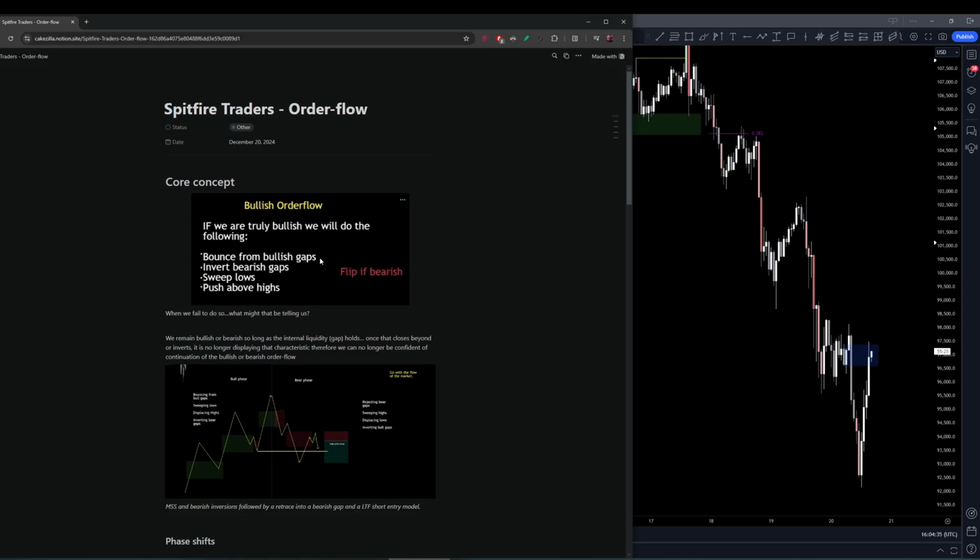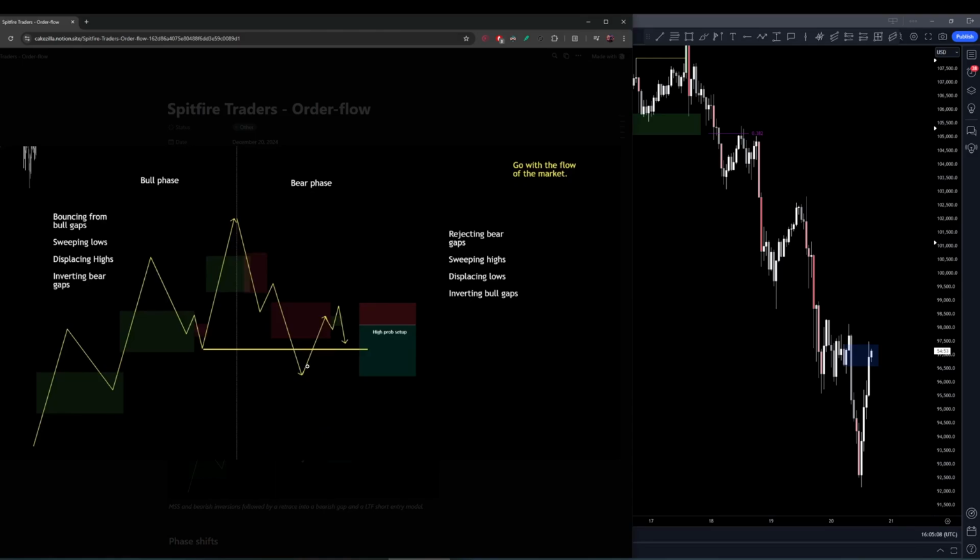Now, when we fail to do so, what might that be telling us? Obviously we remain bullish or bearish so long as the internal liquidity or gap holds. Once that closes beyond or inverts, it is no longer displaying that characteristic, so we can no longer be confident of continuation of the bullish or bearish order flow. In this example, you see a market structure shift and bearish inversions followed by a retrace into a bearish gap. So here's just a little example.